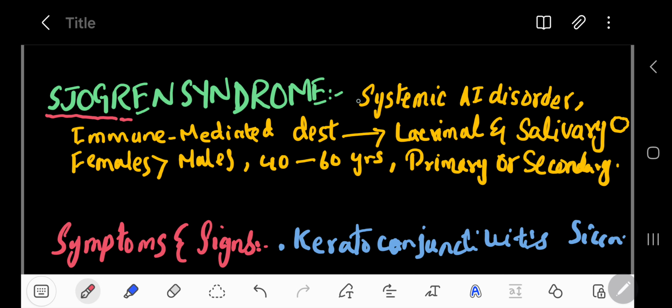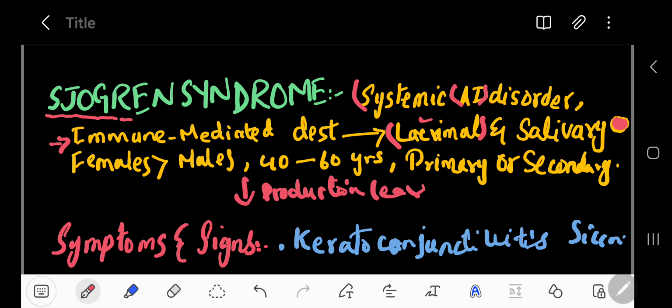Sjogren syndrome is a systemic autoimmune disorder. It is an immune mediated destruction of the lacrimal and salivary glands. So there is immune mediated destruction of the lacrimal and the salivary glands. When these glands are destroyed, then there is decreased production of tears and saliva.